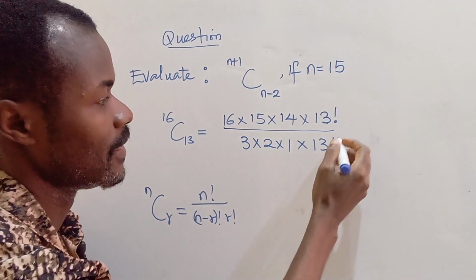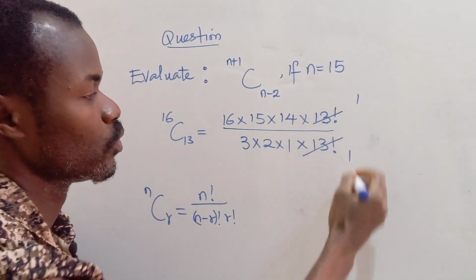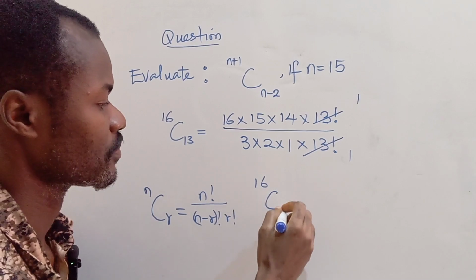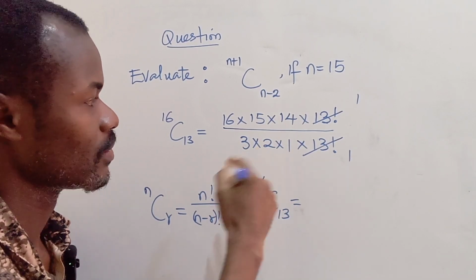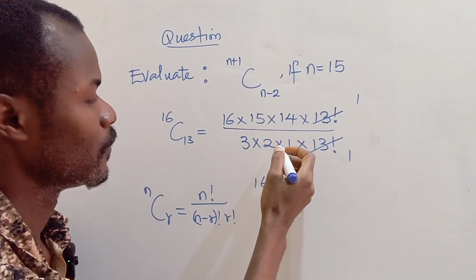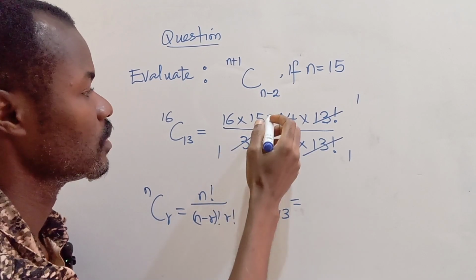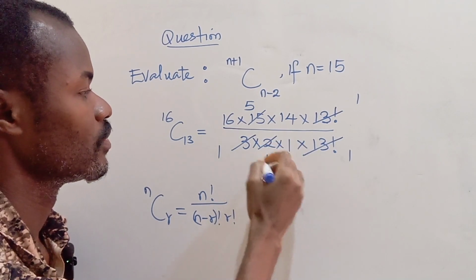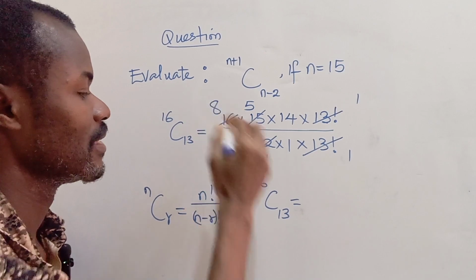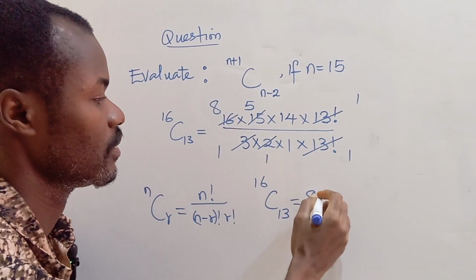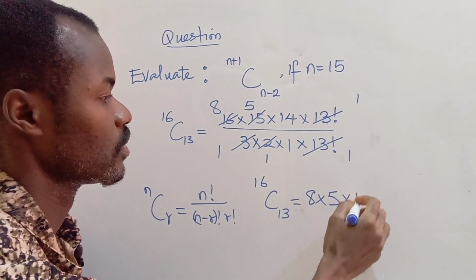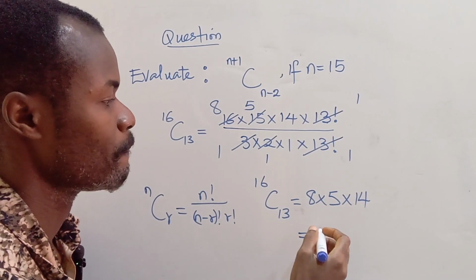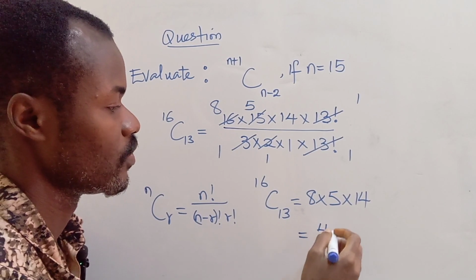So the 13 factorials will cancel out. I'm still seeing that this can cancel out something. So let's see what we have. 3 into itself is 1. 3 into 15 is 5. 2 into itself is 1. 2 into 16 is 8. So we have 8 times 5 times 14. 8 times 5 is going to give us 40.